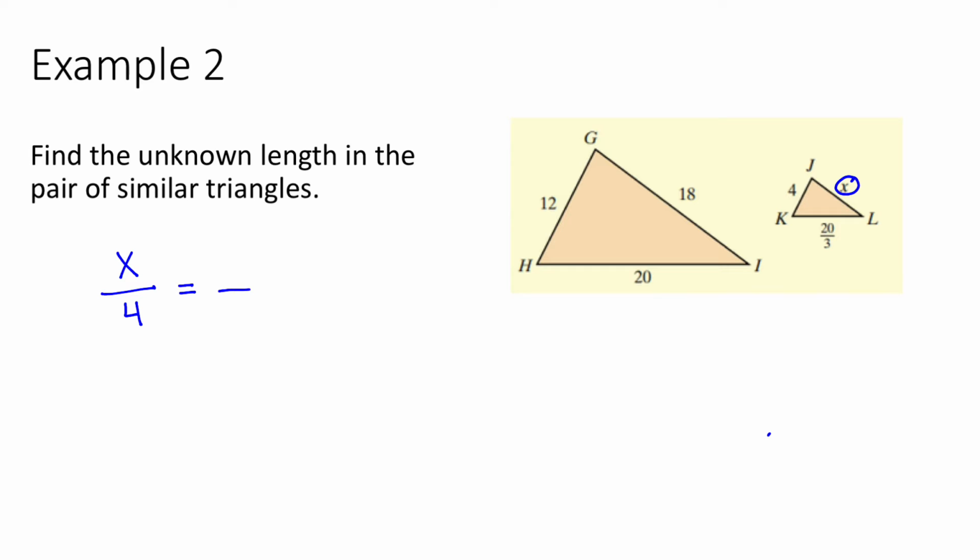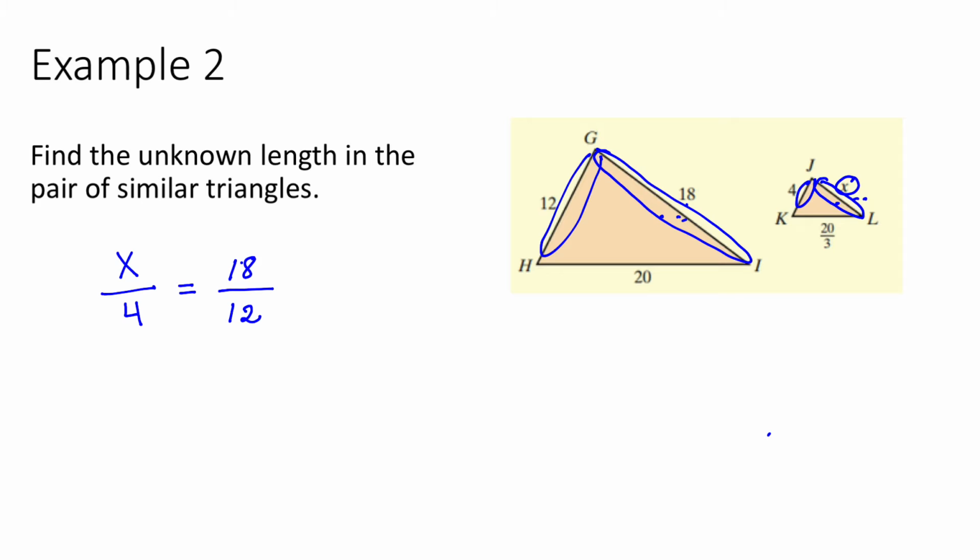So how do I know what goes on top and what goes on the bottom? I look at this side, x, and I match it up with this side, because the triangles are drawn similar to each other. We can see that they have the same orientation. You can see the proportions of the sides. Those definitely correspond to each other. So x and 18 are matching sides, right? And then the 4 is going to match up to the 12.